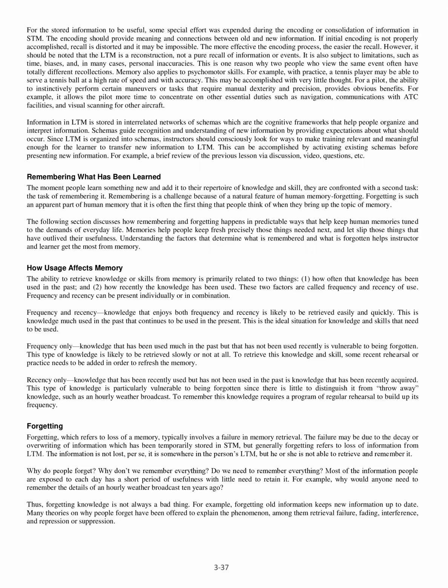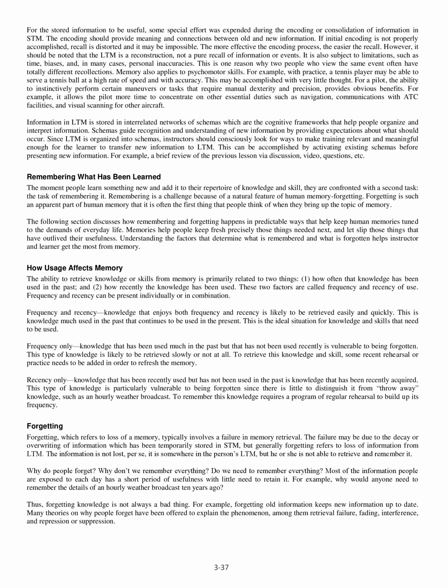The following section discusses how remembering and forgetting happens in predictable ways that help keep human memories tuned to the demands of everyday life. Memories help people keep fresh precisely those things needed next, and let slip those things that have outlived their usefulness. Understanding the factors that determine what is remembered and what is forgotten helps instructor and learner get the most from memory.